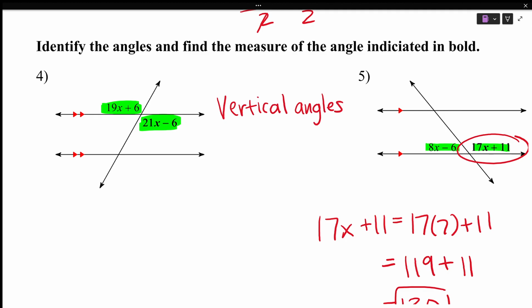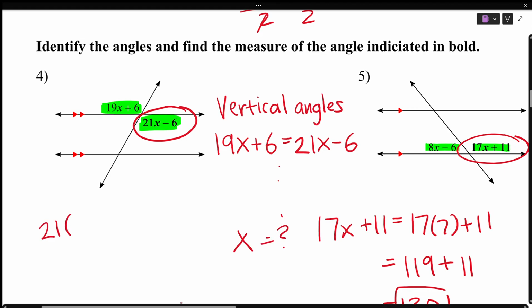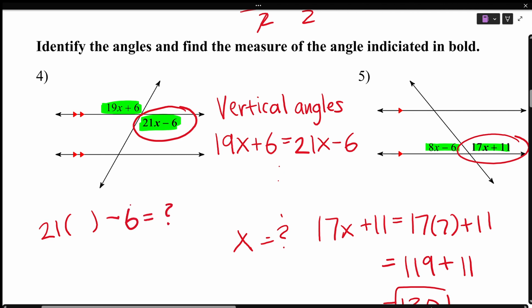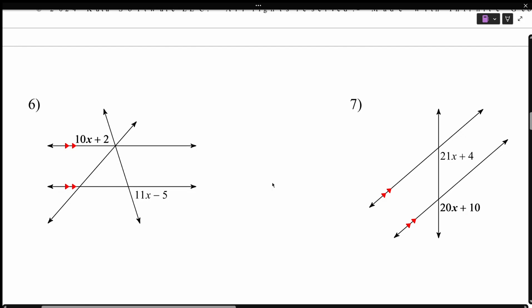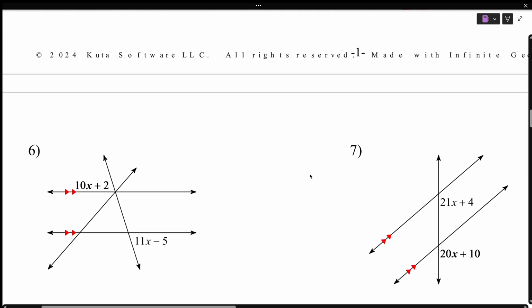Vertical. So you just set them equal to each other. 21x minus 6. Okay. And then just solve for x and then plug it back into this one. Right? X equals what? And then 21 times something minus 6 is your answer. Okay? Alright.